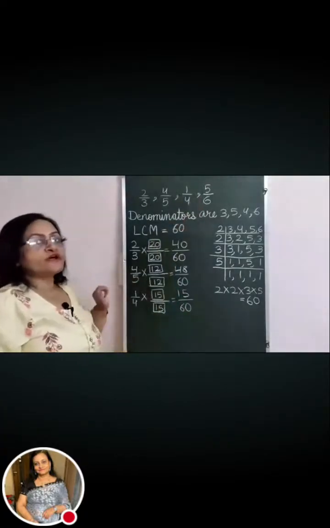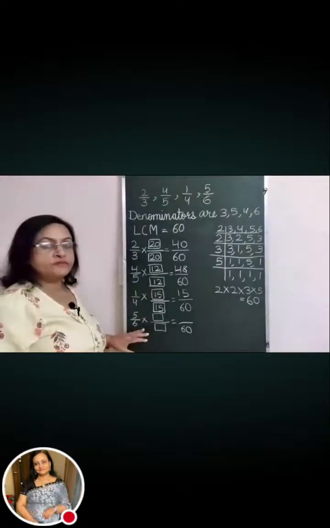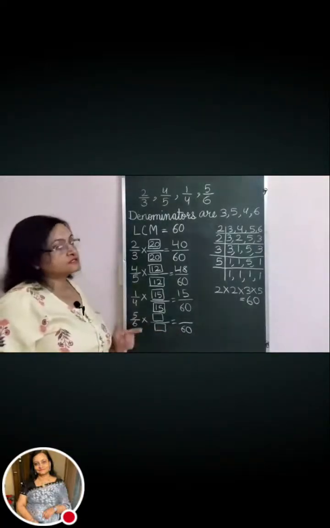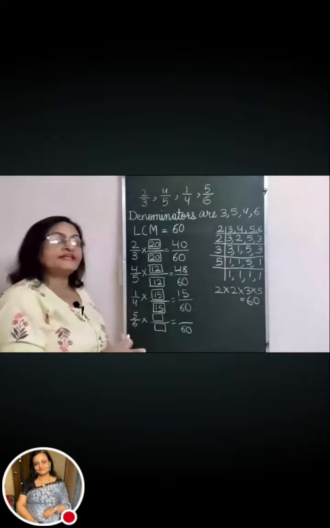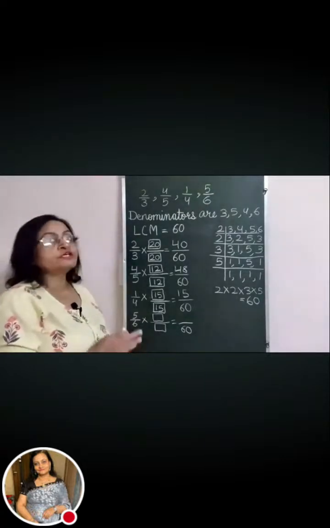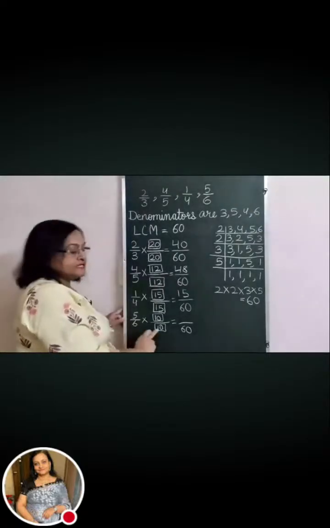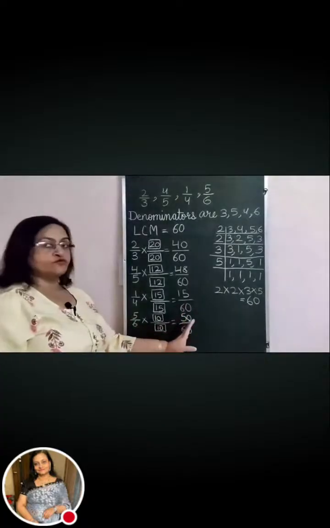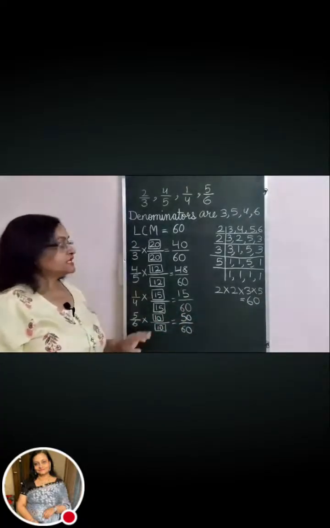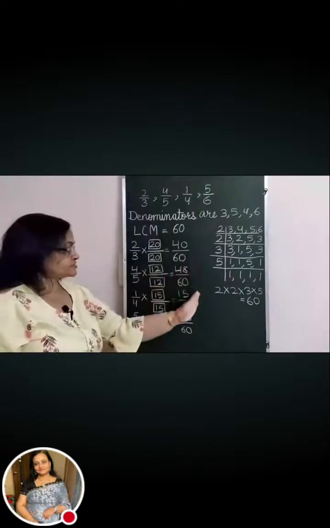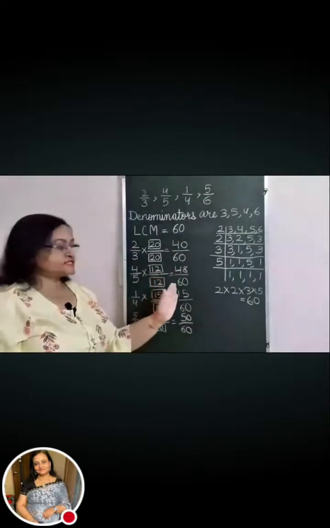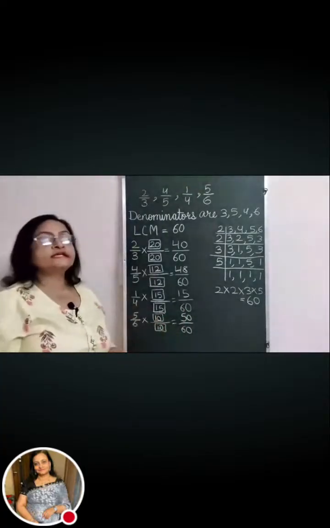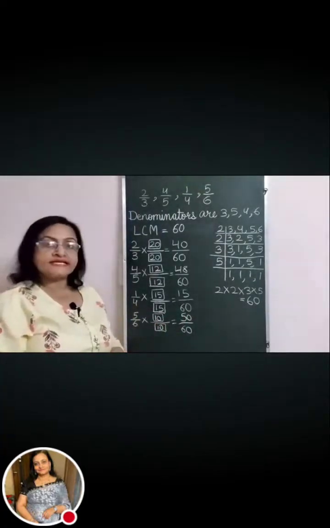Now last fraction is 5 by 6. Now by which number 6 should be multiplied that we get 60 in result? 10 6s are 60. So we will multiply numerator and denominator both by 10. 10 6s are 60 and 10 5s are 50. This means 5 by 6 is equivalent to 50 by 60. Now this way we have got the fractions 40 by 60, 48 by 60, 15 by 60 and 50 by 60. Now we can easily arrange them in ascending order.